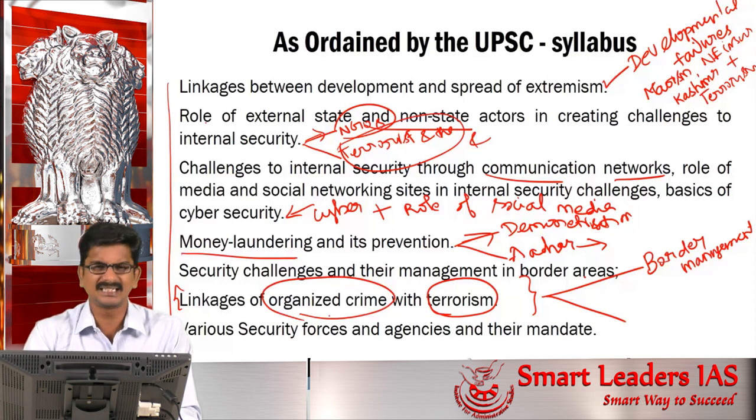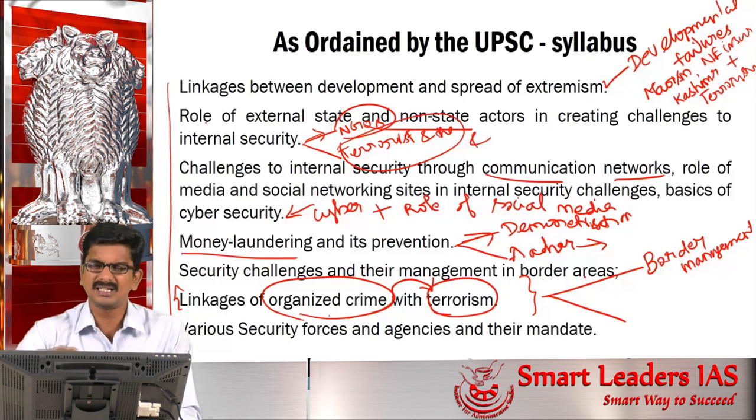The most classical example for linkage of organized crime with terrorism is the Mumbai blast perpetrated by the Dawood Ibrahim gang. The Dawood Ibrahim gang is an organized crime group which was involved in a terrorist act, the Mumbai bomb blast, 1993. So, that is what classically this topic speaks about, the linkages of organized crime with terrorism. But how is this linked with the previous one, border management?